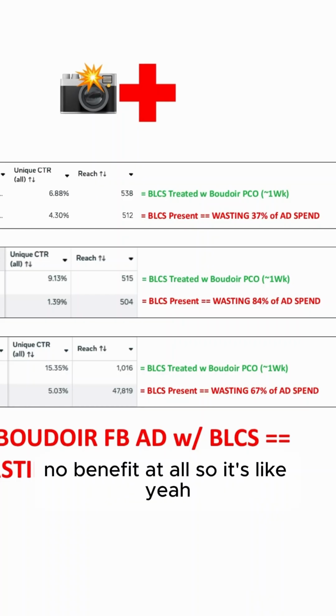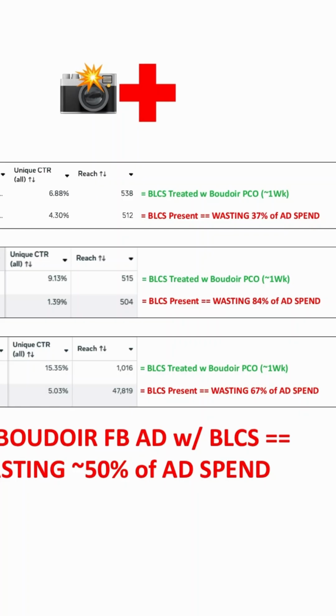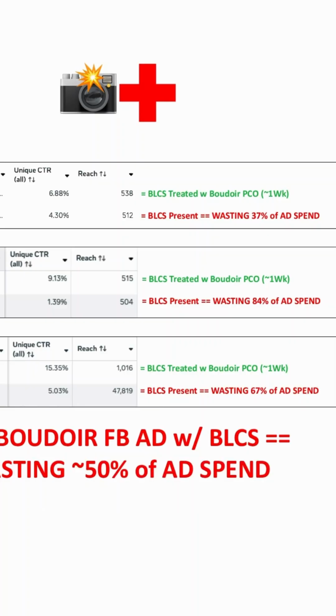So it's like 8,400 a month. That's like 100K in the bank after 12 months.